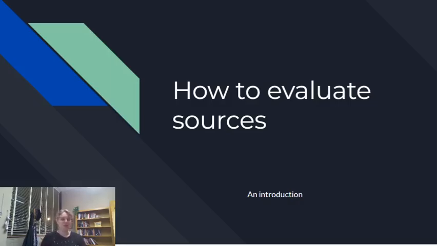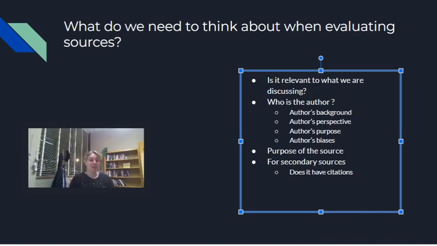When I've worked with first semester students before, they tend to go, oh, well, here's a source, obviously I can trust it. Yeah, no, that's not always the case. When we look at different sources, we have to think critically about them. So we have to think about, is it relevant to what we're talking about? Who is the author of the source? And we have to really kind of delve into their background. We have to think about the purpose of the source. And then when we're looking at secondary sources, we have to make sure that there are citations and the citations are manageable. So don't worry, I'm going to go over all of this in a minute.